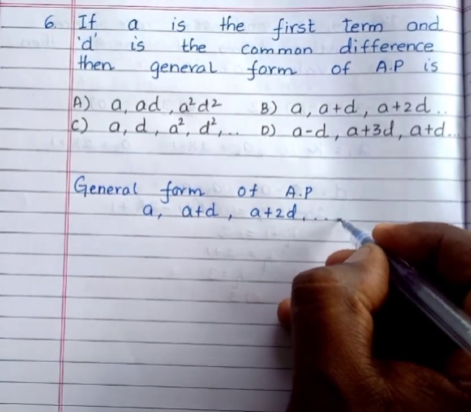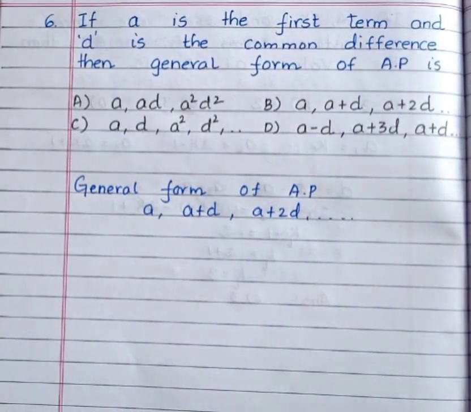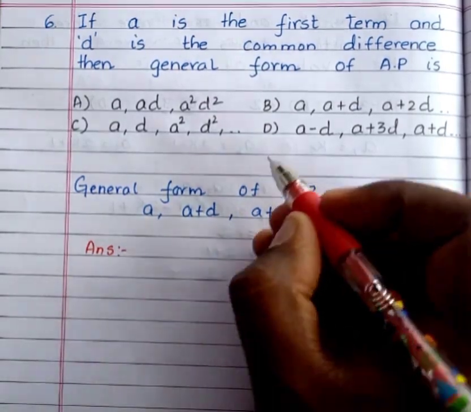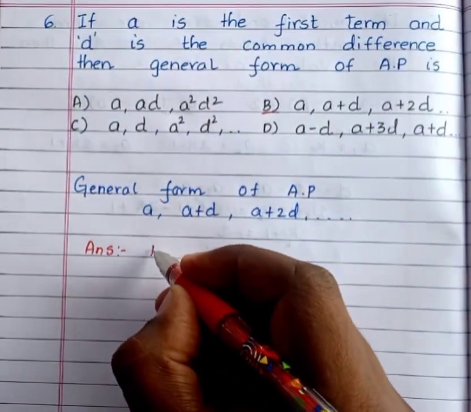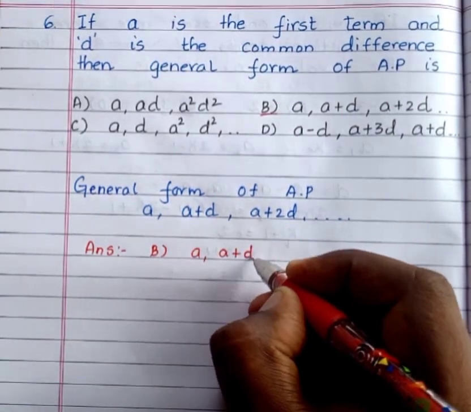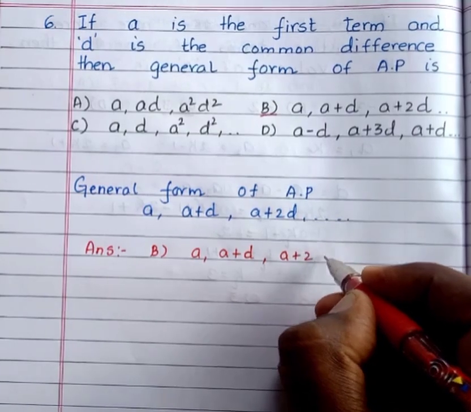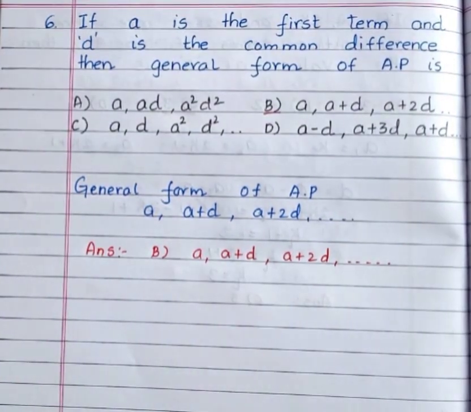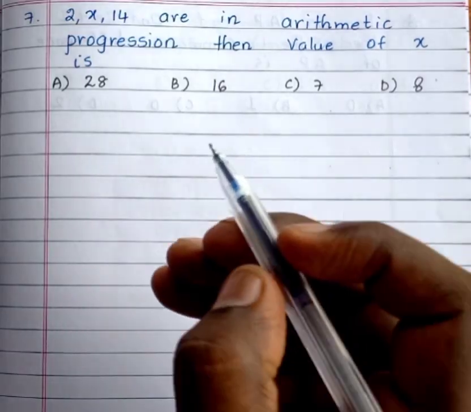The general form of AP is A comma A plus D, A plus 2D and so on. First term is A, second term is A plus D, third term is A plus 2D. What is fourth term? A plus 3D. What is fifth term? A plus 4D.